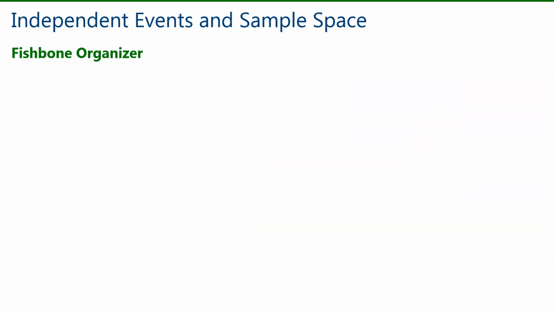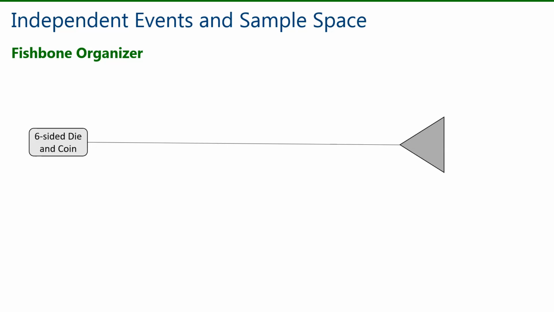And the other visual that was mentioned, and we will only use this one once, but it is kind of cool, it's the fishbone organizer. You see the two independent events where the head of the fish would be, 6-sided die and a coin. We're going to put some bones on this fish.